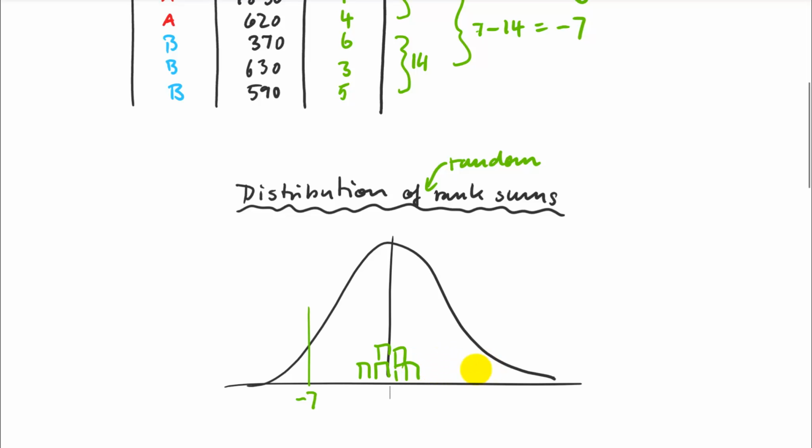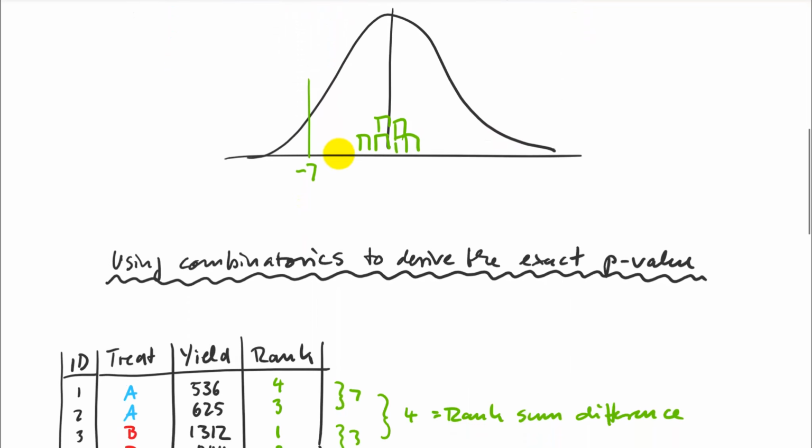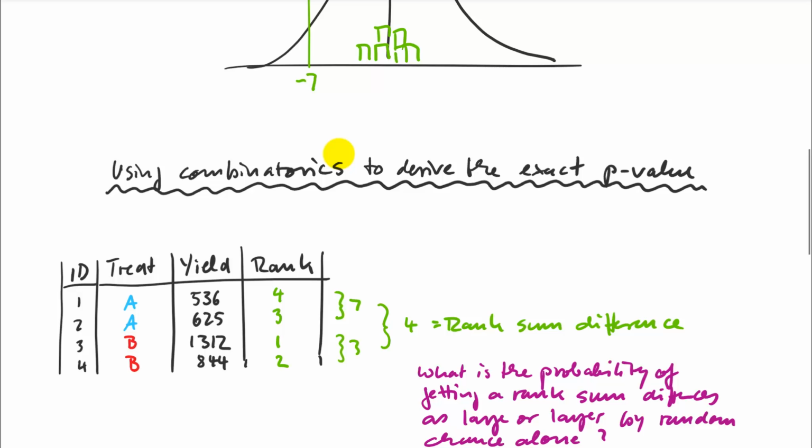Or if I do a two-sided test, what's the probability of getting a value that's either smaller than -7 or bigger than 7? So that's what we want to know. That is the probability we want to calculate. And this is actually something you can do with combinatorics. So you can use combinatorics to derive exact p-values.